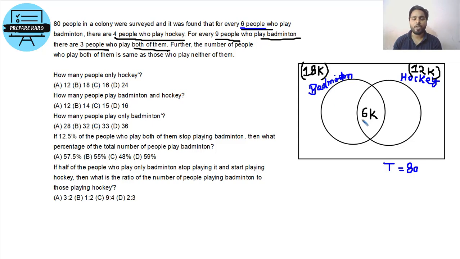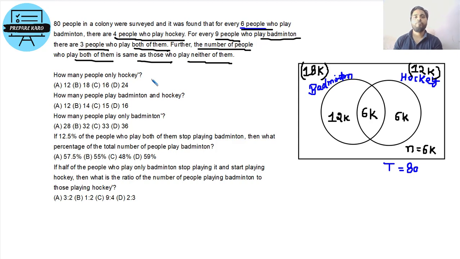Out of 18k badminton, 6k is both. Can I say 12k is only badminton in that case? 18 minus 6 is 12. Out of 12k hockey, 6k is both. So out of 12k, if we subtract 6k, remaining will be 6k. Means only hockey is 6k. Last statement says the number of people who play both of them is same as those who play neither of them. Both is 6k, none will be same, 6k. Small n is equal to 6k, right?